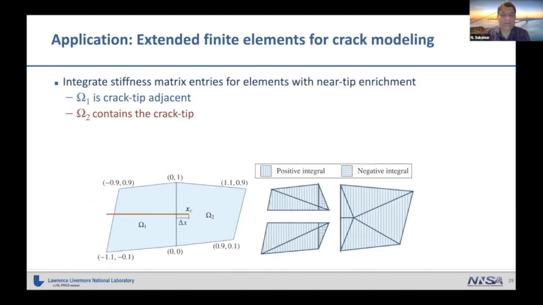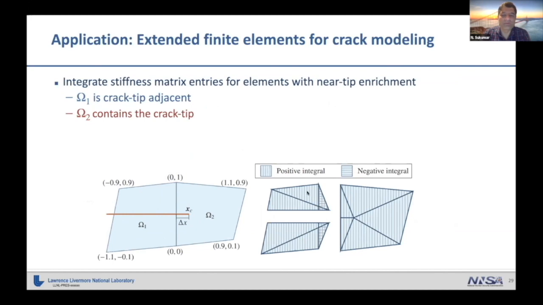And the next result is on XFEM, where we emphasize that you can get near singularities. So if you have a singularity at this point XC, then clearly inside this element there's a singularity. But even for this element on the boundary, if this delta X is very small, then it influences the integration on this element also when you compute the stiffness matrix entries.